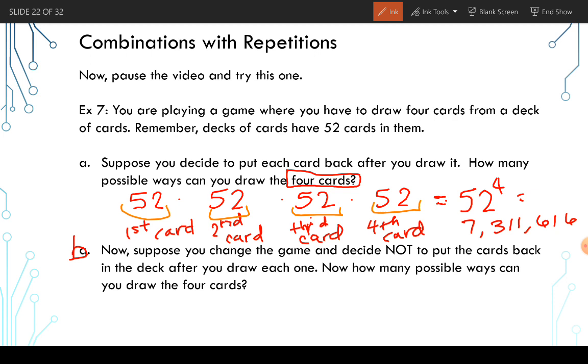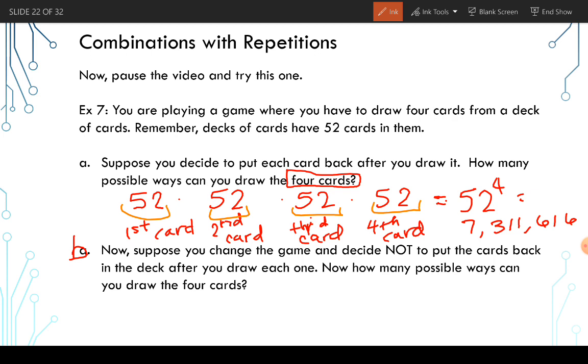Now, suppose you change the game and decide not to put the cards back in the deck after you draw each one. So when you draw your card, you leave it out there with you. And then you draw the next card and leave that one out with you. And then the next card and leave that one out with you. And then the last card and leave that out. Let's see how our number of possibilities will change. Key here: this time we are not repeating.